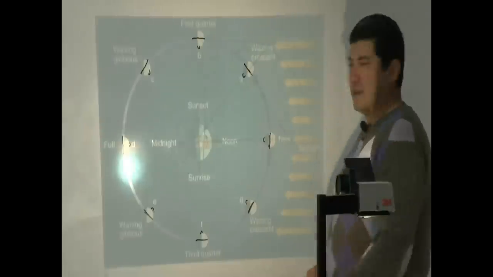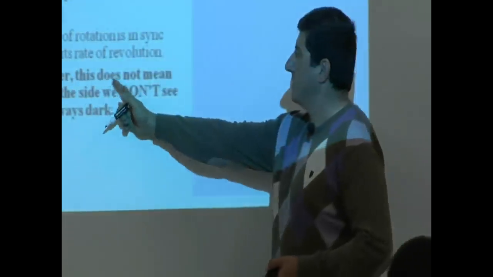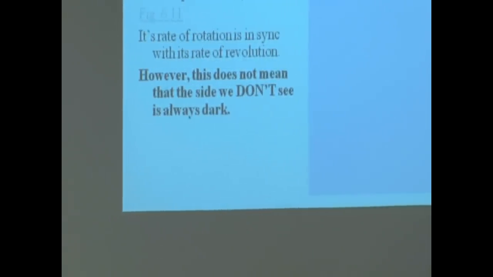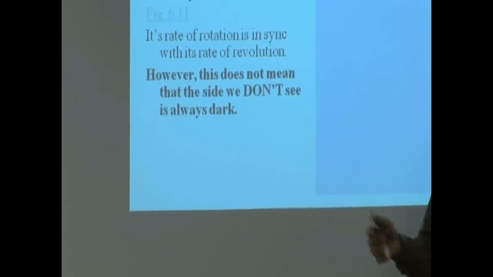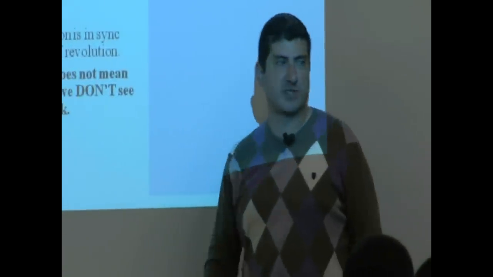Okay? The interesting question to ask is, is the side we don't see dark or lit? Of course, it would be false to say the side we don't see is dark, right? I think there's a movie by the name of The Dark Side of the Moon. So it's a wrong title, right? They're trying to catch people who don't know that. There is no such thing as the dark side of the moon.